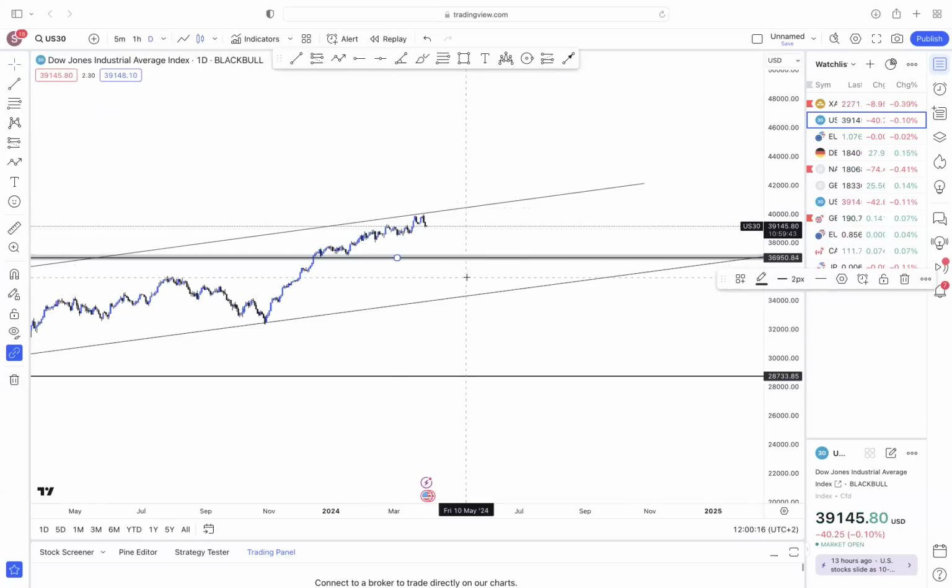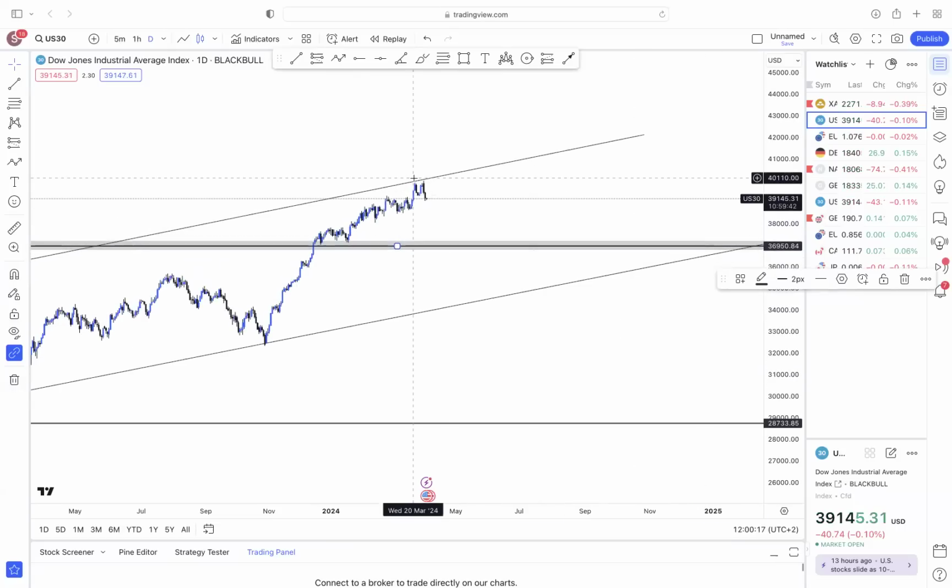I think I see what I call a falling wedge, one of the best patterns that I use. This one.